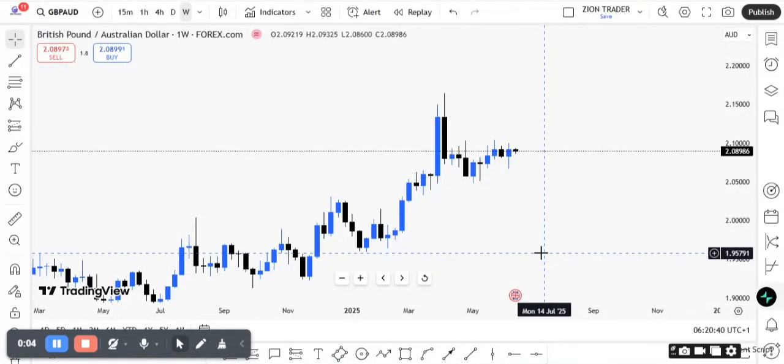So today I will be analyzing GBPAUD, right? Before we take a look at the technicals, let's quickly look at the fundamental approach, right?